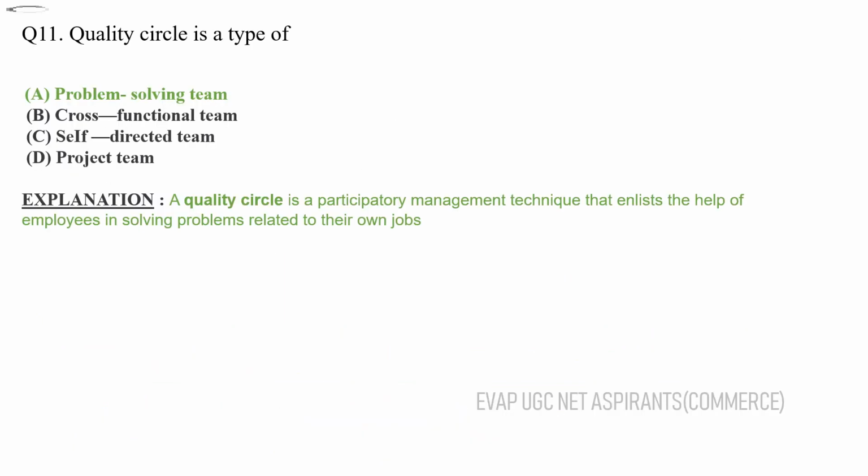So the next question is, quality circle is a type of: options are problem solving team, cross-functional team, self-directed team and project team. So the correct option is problem solving team. This quality circle comes under HRM, that is human resource management. Quality circle is a participatory management technique that enlists the help of employees in solving problems related to their own jobs. That is called quality circle.